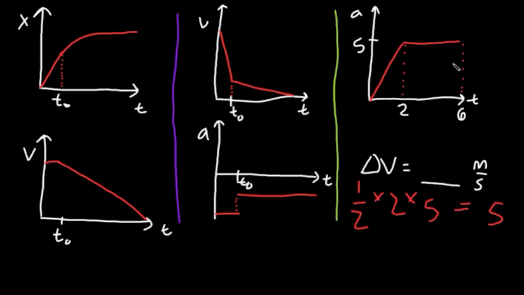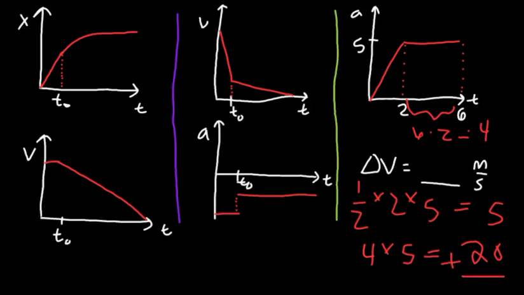And then for this, we have a rectangle. So you would take your base times your height. And notice that this base starts out at 2 and it goes to 6 seconds. So that means my base is 6 minus 2 seconds, or 4 seconds. So we have a base of 4 times a height of 5, and that means my change in velocity of the rectangle is 20 meters per second. So you just add up the area under those two shapes, and you have a change in velocity of 25 meters per second.